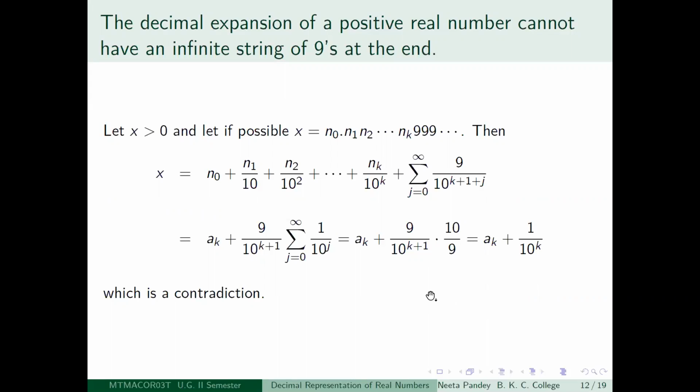But you have seen that our ak satisfies the property that ak is less than or equal to x, strictly less than ak plus 1 by 10 to the power k. This we have seen. Therefore we arrive at a contradiction, and the contradiction is because we assumed this. Therefore our result is that the decimal expansion of a positive real number cannot have an infinite string of 9s at the end. So we have proved our main result that for a positive real number x, we are able to get such a decimal expansion.